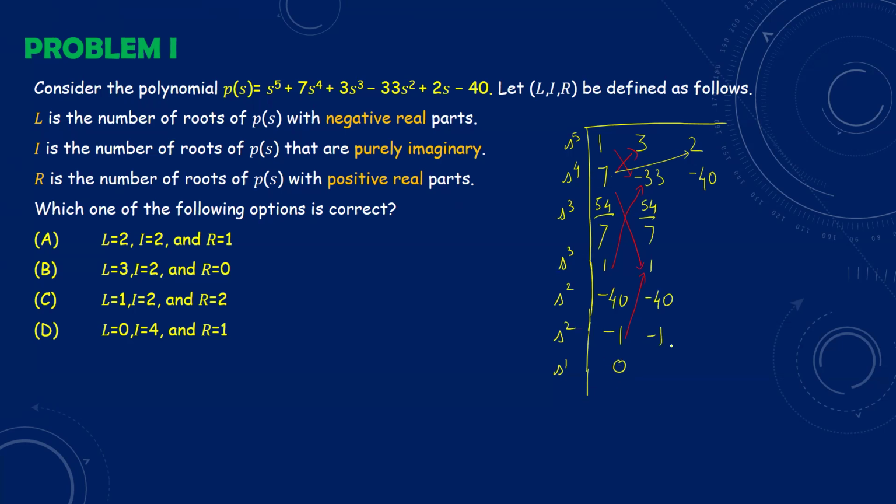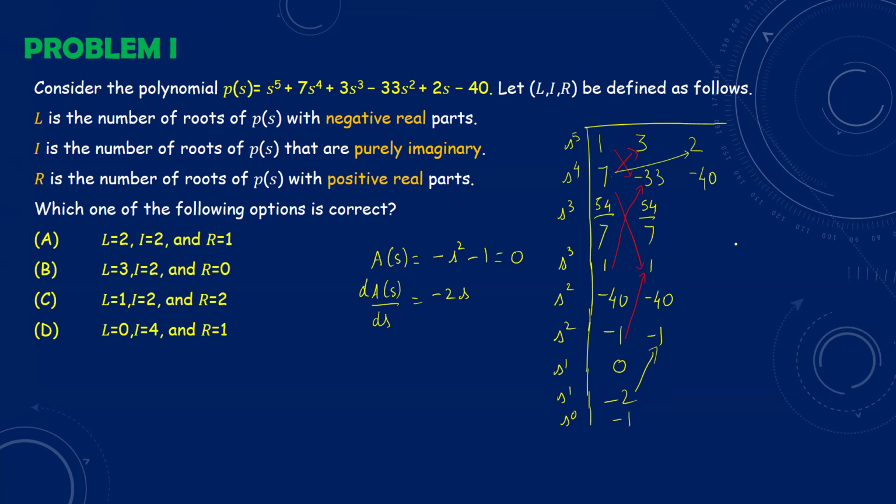we can form the previous row elements as the auxiliary polynomial. So we can form the auxiliary polynomial as minus S square minus 1 equal to 0. If we differentiate that auxiliary polynomial, it will become minus 2S. So we can replace the S power 1 row by this minus 2. Okay, and then S power 0. To find the S power 0 element, we need to take the S power 1 element and the S power 2 row elements. So minus 2 into minus 1, that is 2 by minus 2, again minus 1.